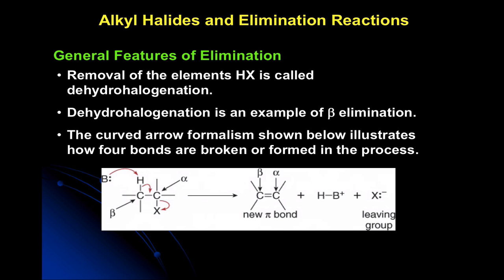In an SN2 reaction, we get a substitution. In an E2 elimination, we get an elimination, an alkene product.